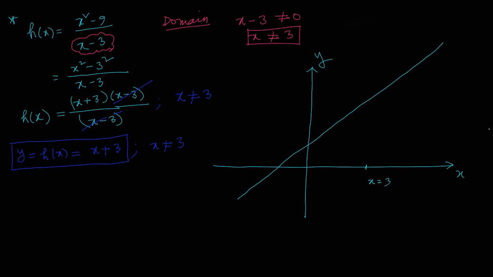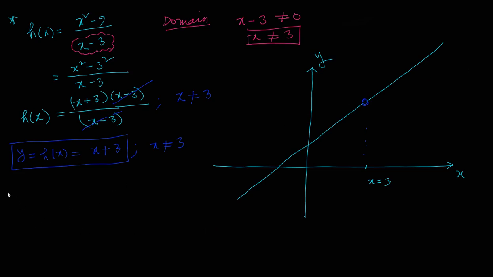So that means in my function this point is not included in the graph. So I'm going to have a little hole here. Okay, so this is basically my plot of this particular function. All right, so let us see the second example.